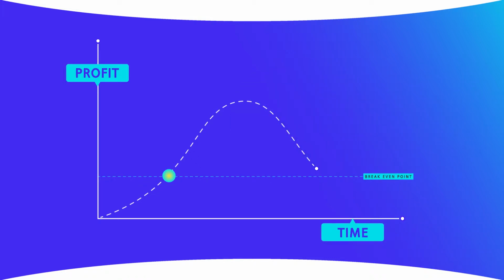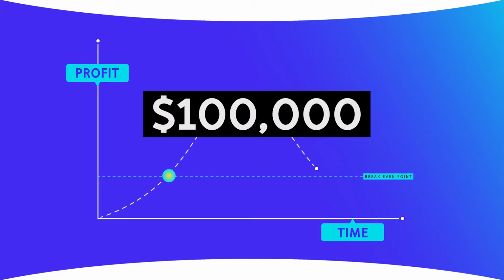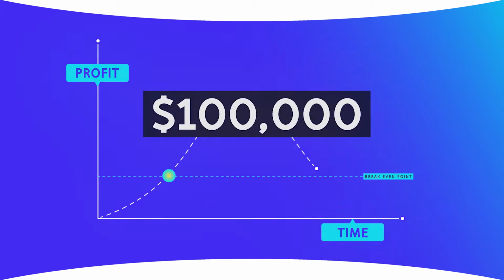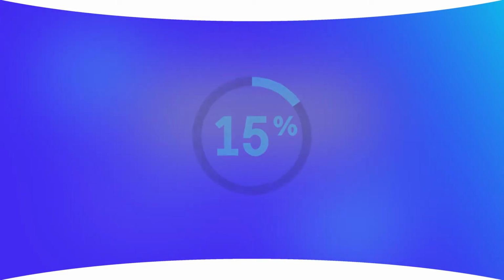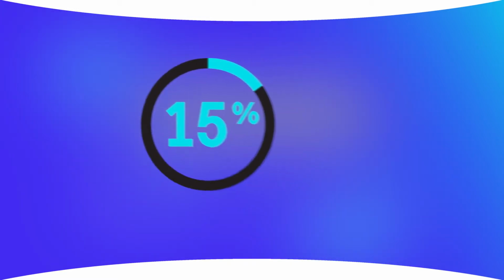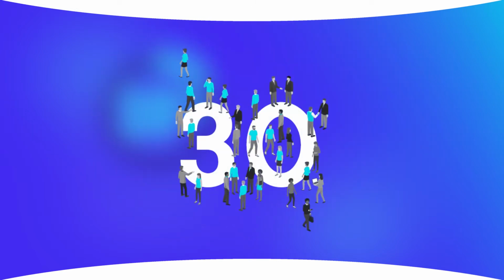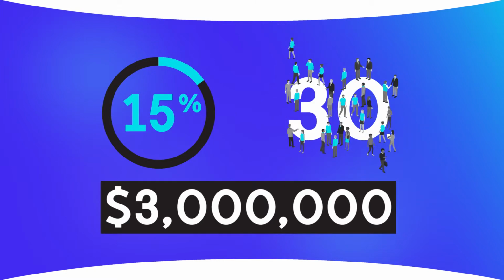With these costs considered, we can estimate the new employee will actually need to generate close to $100,000 in revenue before the organisation breaks even on their investment. At an attrition rate of 15%, this business would be losing 30 people per year. That's easily $3 million out the door with no real returns.